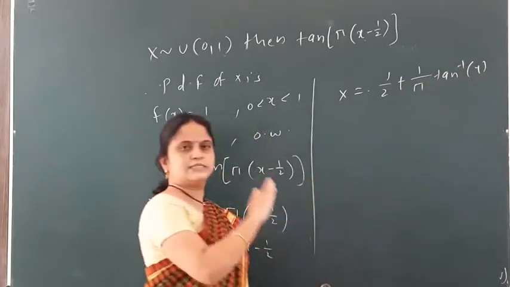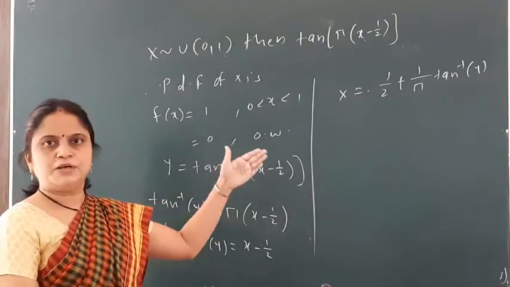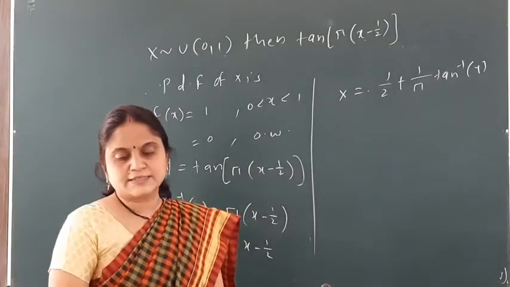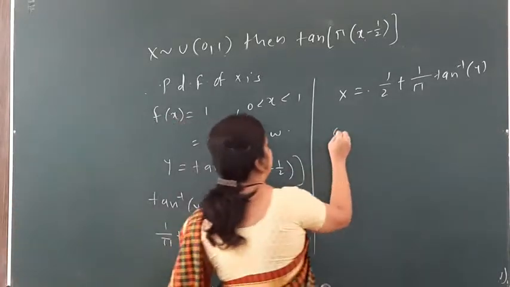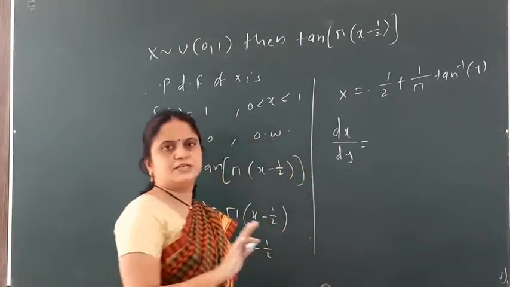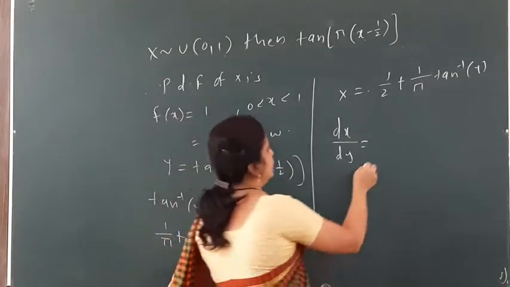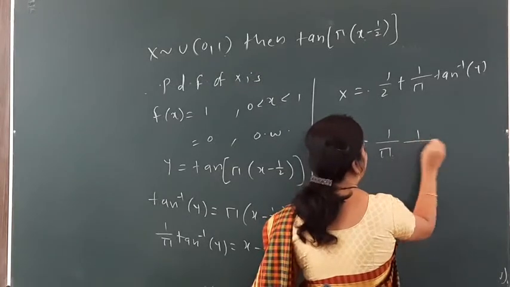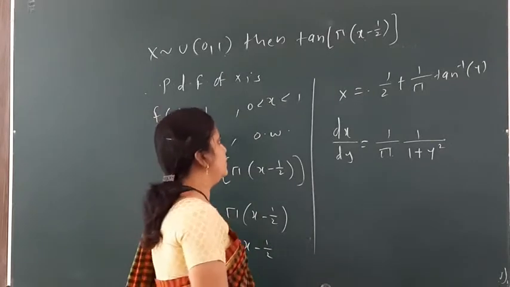This is x in terms of y. That is my first step. What we get is x equals half plus 1 upon pi tan inverse of y. Now in the next step I need to find dx divided by dy. For this function, first term is constant, so it comes as 0, and it is 1 upon pi times the derivative of tan inverse of y, which is 1 upon 1 plus y square. So this is the derivative dx by dy.